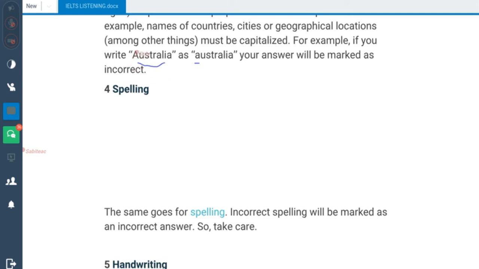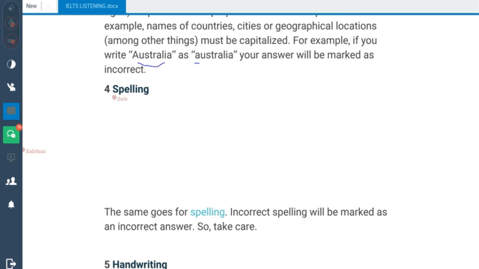The first letter in the word Australia, the first letter A, must be a capital letter because it is the name of a country. So it is a proper noun. So for all proper nouns, the first letter must be capitalized. So if you write Australia, you have to make the first letter A a capital letter because Australia is the name of a country. Another example is if you write someone's name, the first letter must be a capital letter.